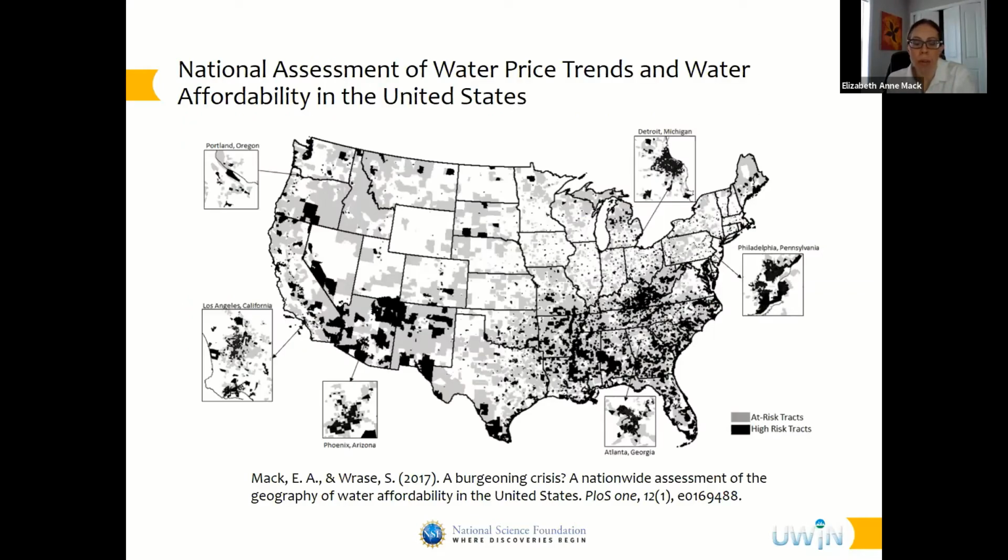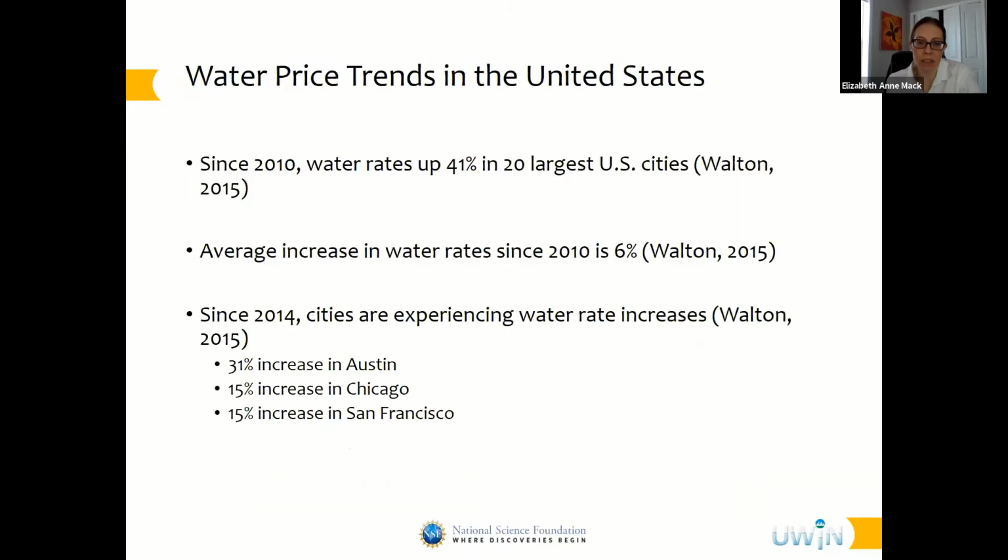So you all probably saw this map. This was published in Year 1 at the very beginning of the project. But the goal of this particular piece was to do basically a vulnerability assessment of how affordable water prices are for consumers across the United States. And basically what we found from this analysis, we looked back historically, and since 2010, water rates in many large cities in the US have gone up about 41%. On average, it's about 6% if we consider a broader swath of cities. But since 2014, several cities were experiencing pretty large rate increases. And I give you some examples here for Austin, Chicago, and San Francisco.